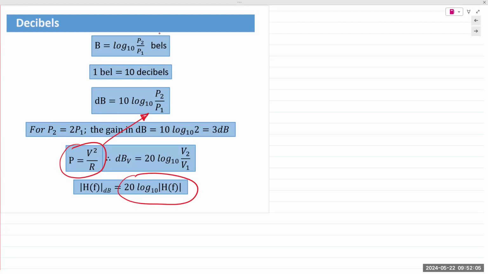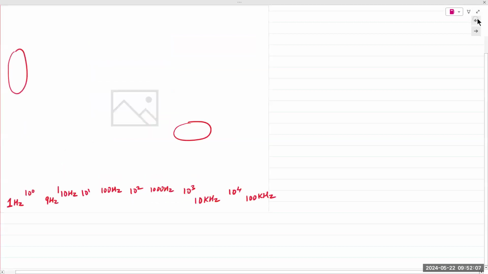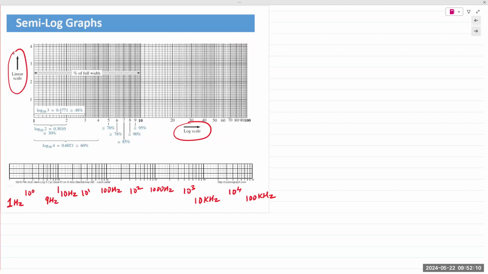And hence, when you plot it here, you don't need to use a log scale because your data is already compressed. Hence, we plot it on a linear scale. The x-axis is compressed on the chart, so you use a log scale, but for the y-axis, the data itself is compressed before you plot it on the chart. Hence, we simply use a linear scale, and hence a semi-log chart or a semi-log graph. Does that make sense?